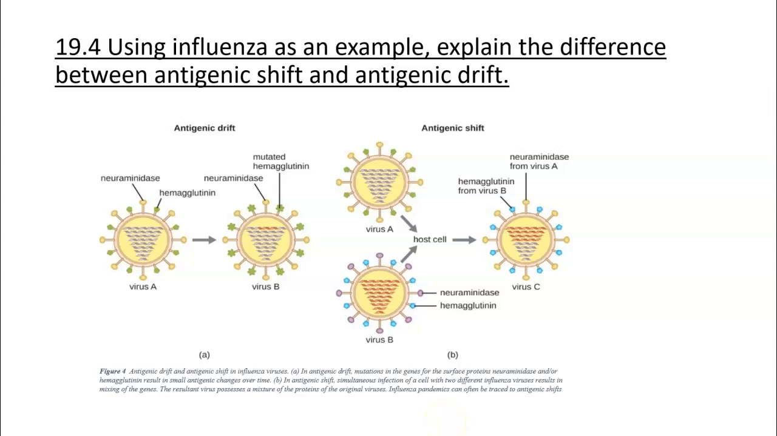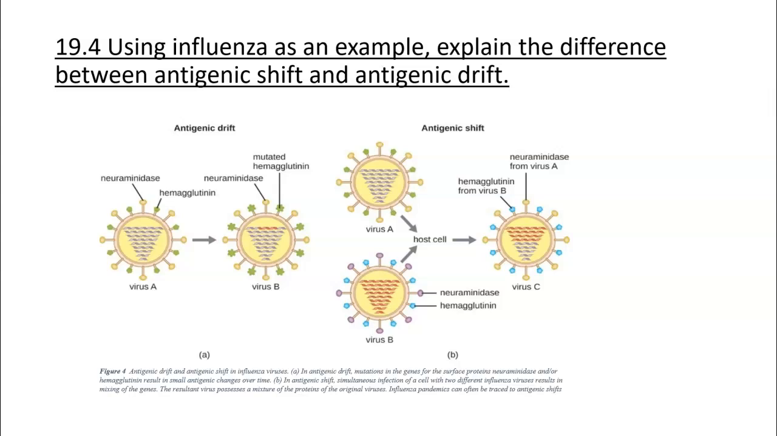The last thing I want to talk about in relationship to genetics and microbiology is something that you're aware of, but you might not have the depth of understanding that you will get after we talk about it. It says, using influenza as an example, explain the difference between antigenic shift and antigenic drift.